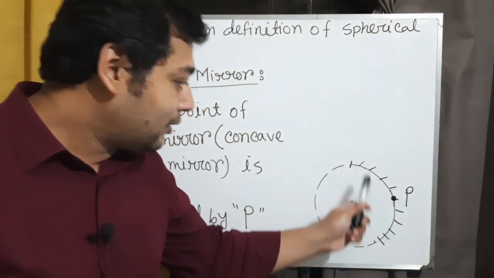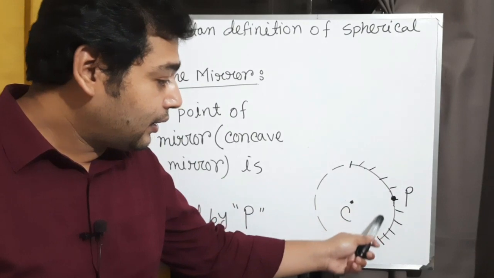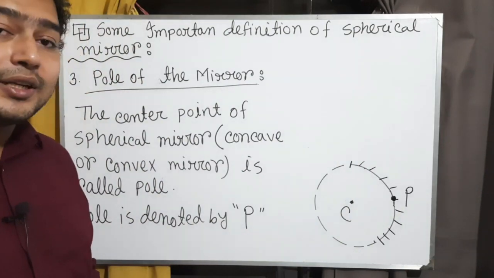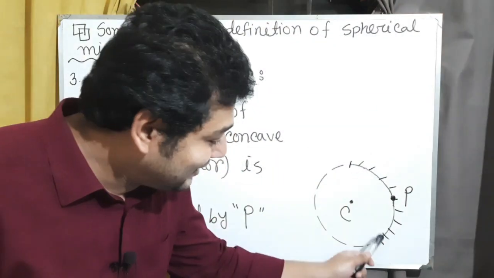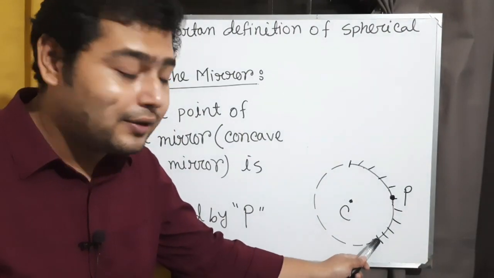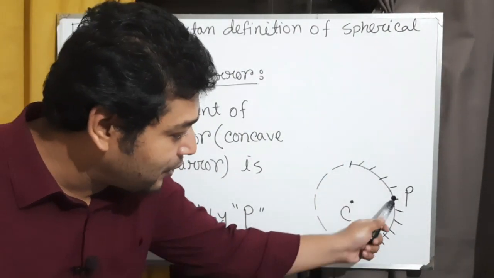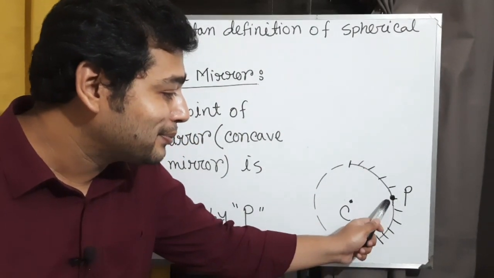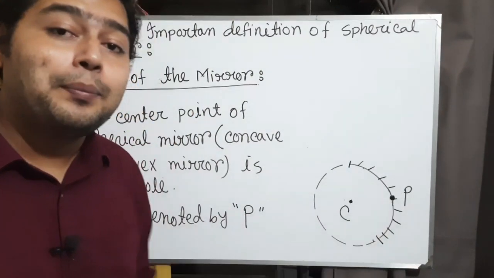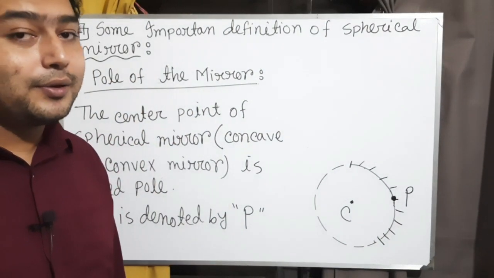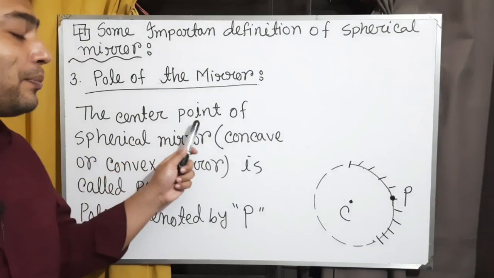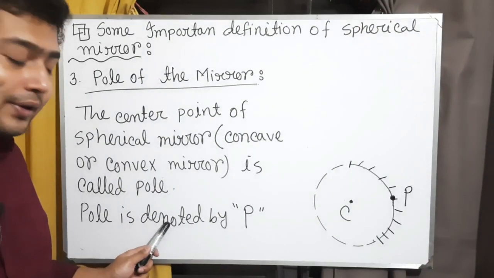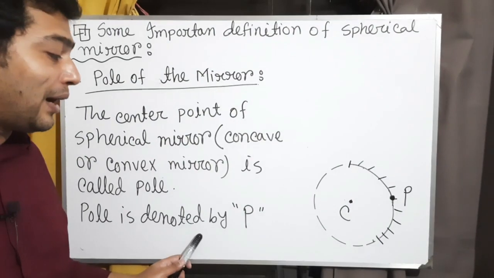Here you see that the mirror is our concave mirror, and this portion is our concave mirror, and the middle point of this mirror is called the pole of the mirror. So the center point of a spherical mirror is called the pole. The pole is denoted by P.